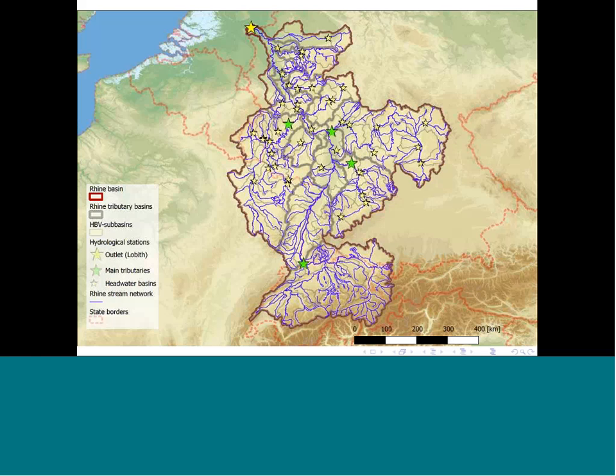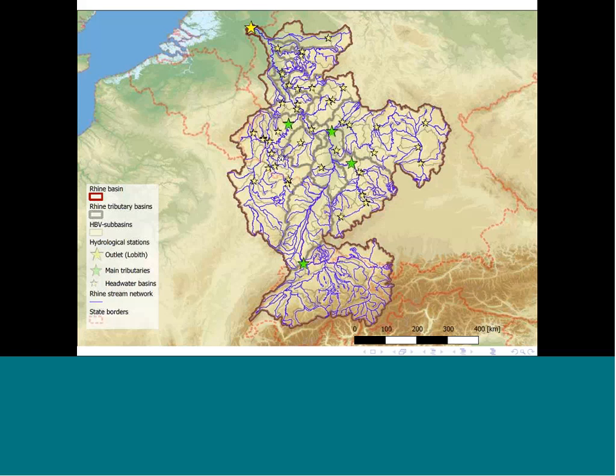We've done research using a study basin. The study basin in this case is the basin of River Rhine, which is located in Central Europe. I'm hoping you can see the pointer. Can you, Florian? Can you note if you can see my pointer? Yes, you can. So this is the Rhine basin, Switzerland here in the south.